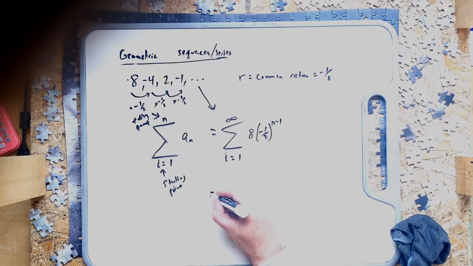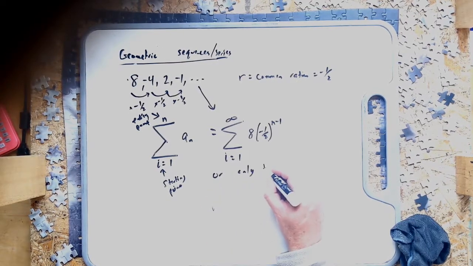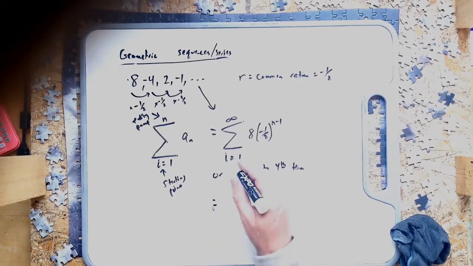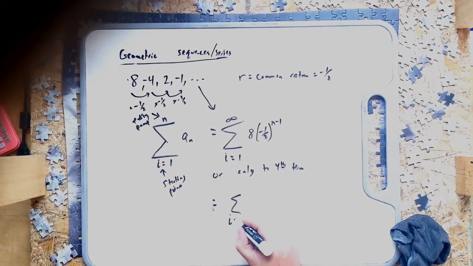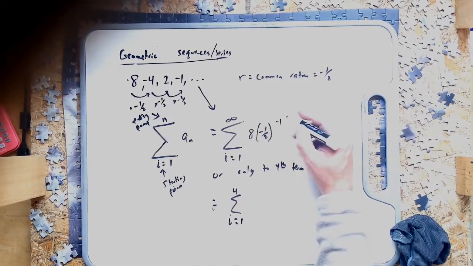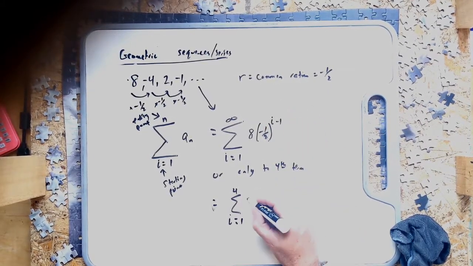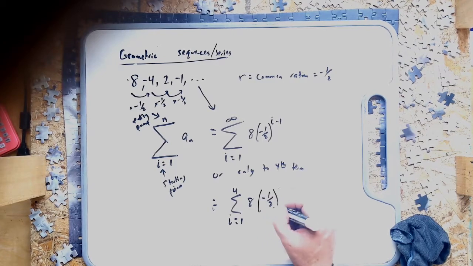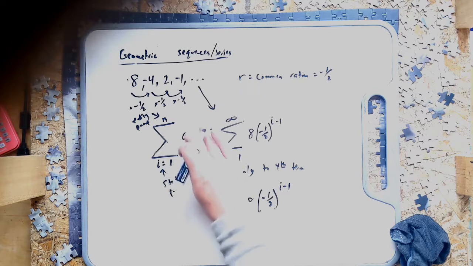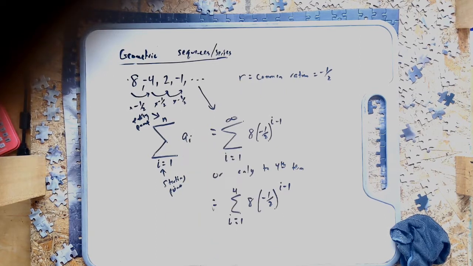Or I would say it was truncated, or only to the 4th term, let's say. I would just change that top number to 4 instead of infinity. i equals 1 to 4. This should actually be not n, rather, but i. 8 times negative 1/2 to the i minus 1. Sorry, go back and change that if you didn't. This should be i as well. Apologize. All right, that's summation notation.